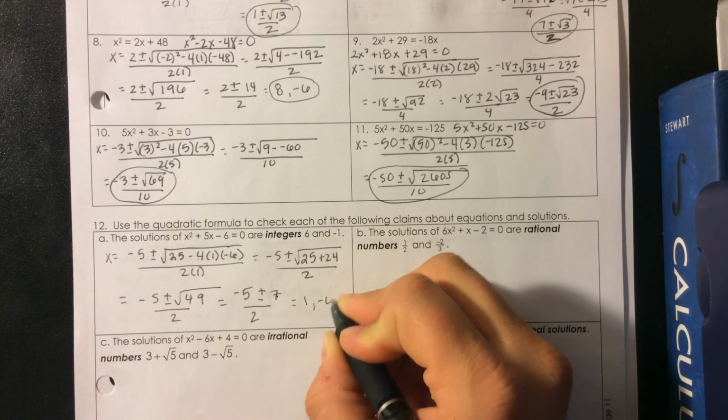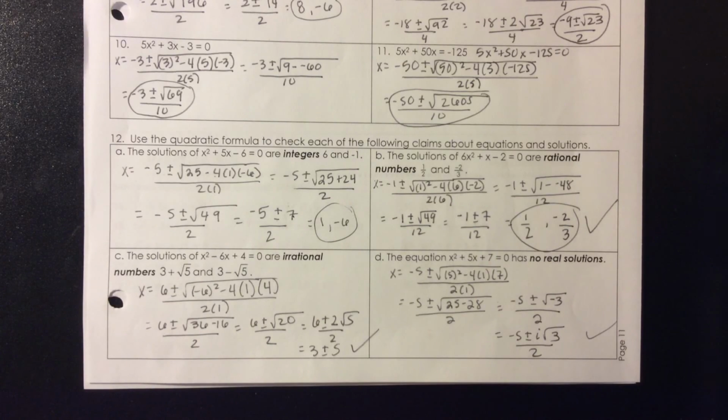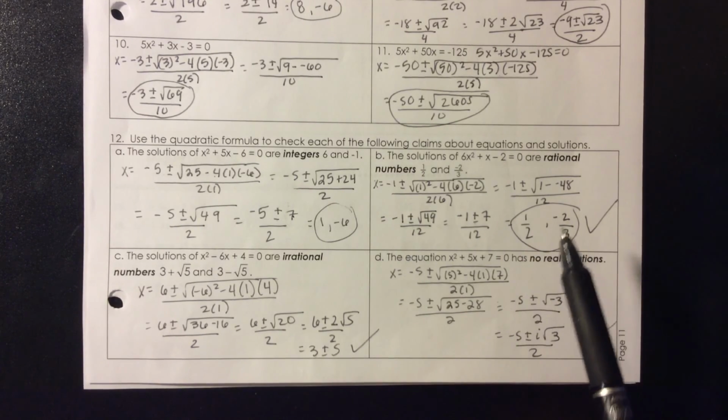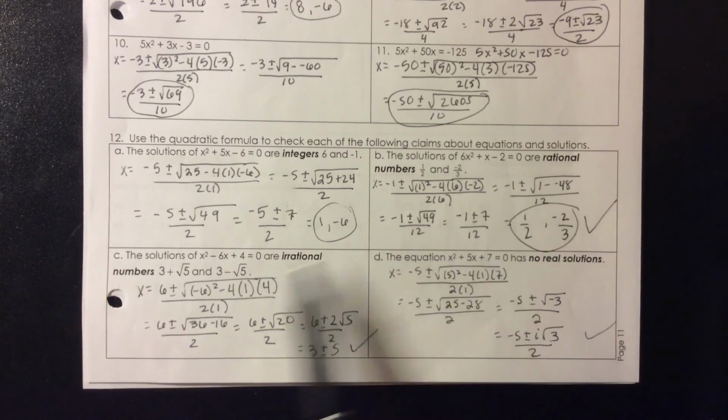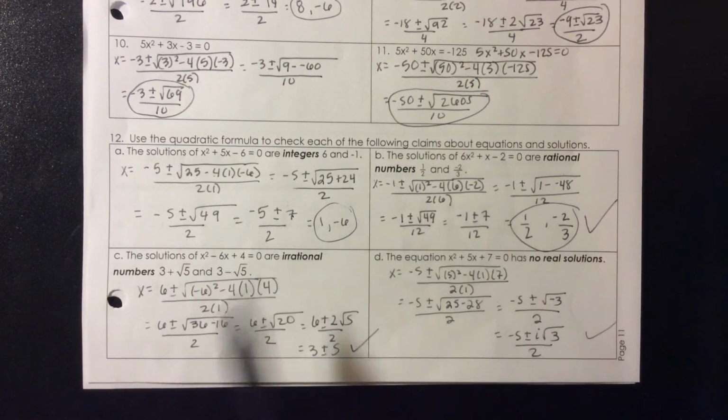So it looks like we have integers are correct, but that the integers 6 and negative 1 are incorrect. So go ahead and take a minute and pause the video and do B, C, and D. Alright guys, go ahead and pause for a minute if you need to check your answers, okay? Hopefully what you guys started to see is that this thing underneath this square root is going to help us to see what type of solution we have.